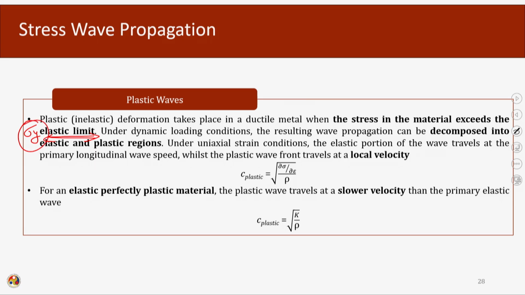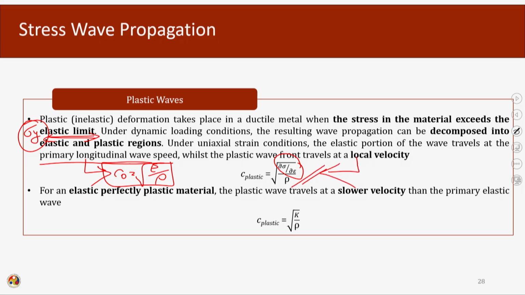Under dynamic loading condition, the resulting wave propagation can be decomposed into elastic and plastic regions. So, there will be an elastic region and there will be a plastic region. Under uniaxial strain conditions, the elastic portion of the waves travels at the primary longitudinal wave speed, C naught equals root over E over rho, as we have seen previously. This will be the elastic longitudinal wave, while the plastic wave front travels at a local velocity, where the local plastic deformation takes place.